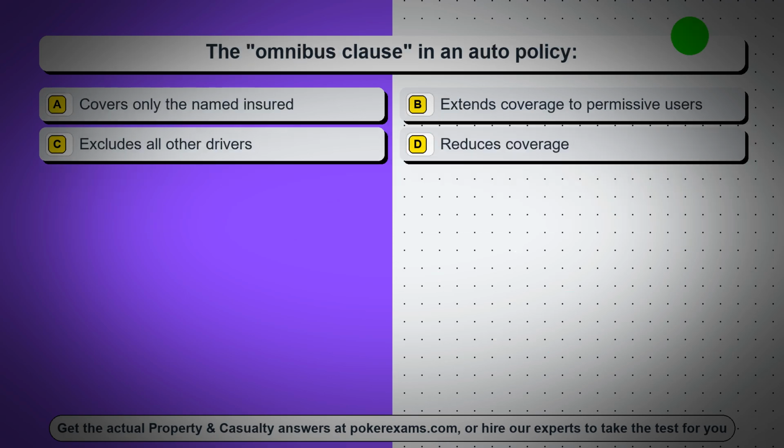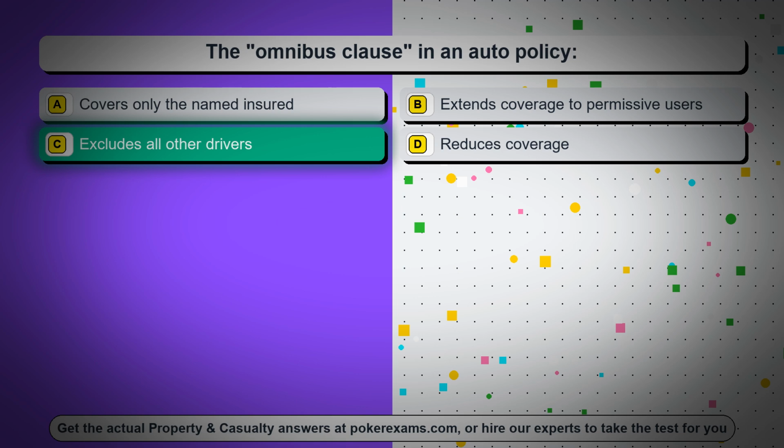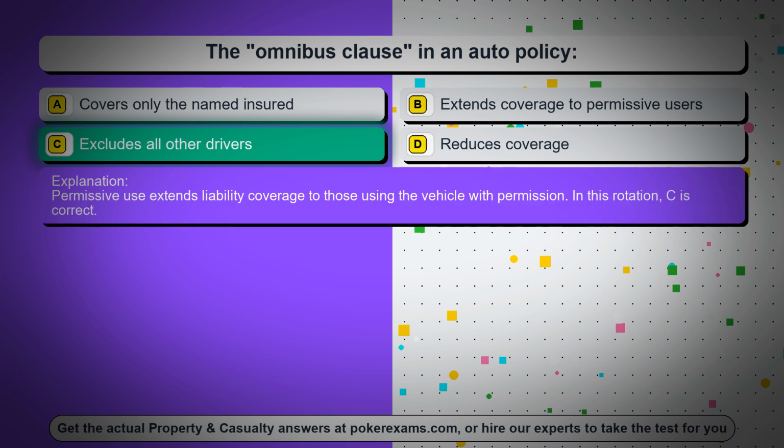Question 75. The omnibus clause in an auto policy. Option A, covers only the named insured. Option B, extends coverage to permissive users. Option C, excludes all other drivers. Option D, reduces coverage. The correct answer is option C, excludes all other drivers. Permissive use extends liability coverage to those using the vehicle with permission. In this rotation, C is correct.